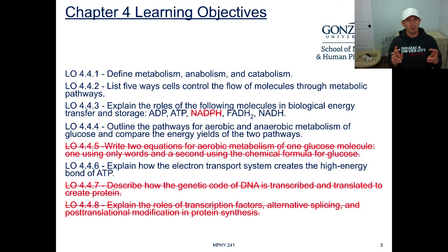And then this learning objective here, 4.4.4, if I said that correctly, it's a little misleading, I think, because it says outline the pathways for aerobic and anaerobic metabolism of glucose. What that means is we're going to go over three different metabolic pathways: glycolysis, citric acid cycle, or TCA cycle, or Krebs cycle, depending on your preferred term, as well as the electron transport chain. So that's a big learning objective, and it's kind of vague and doesn't really indicate just how much material is going to apply to that one.